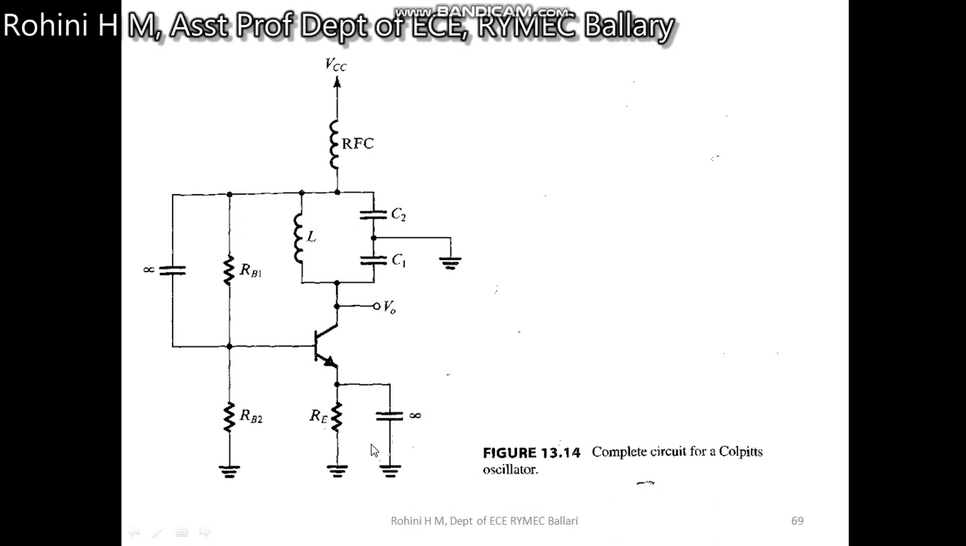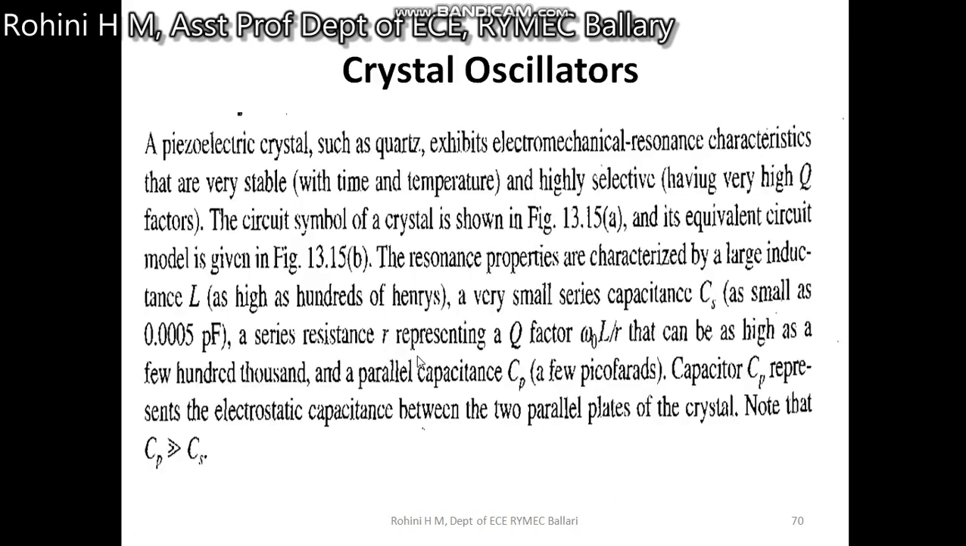Next, the complete circuit for a Colpitts oscillator. This is the complete circuit, a simplified circuit. Here you can see everything: the transistor, the biasing circuit RB1 and RB2, and the tank circuit, L in combination with C1 and C2. So this is the complete circuit for the Colpitts oscillator.